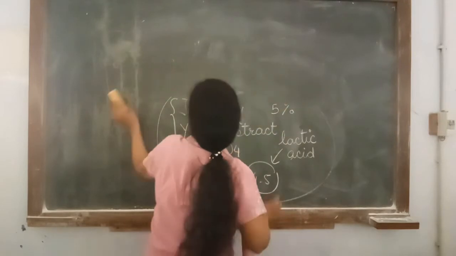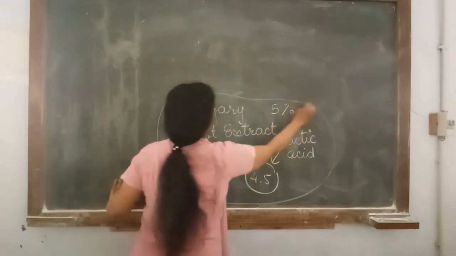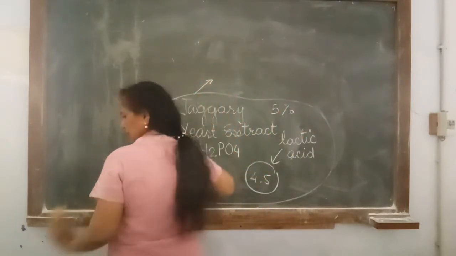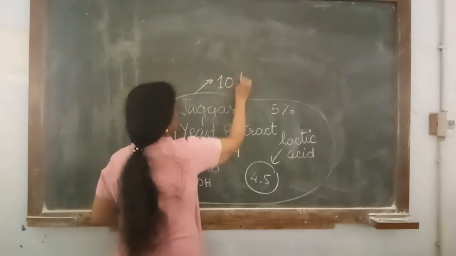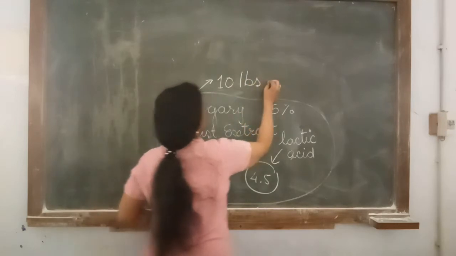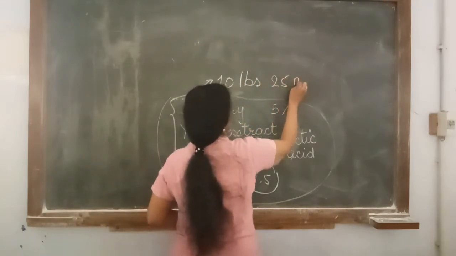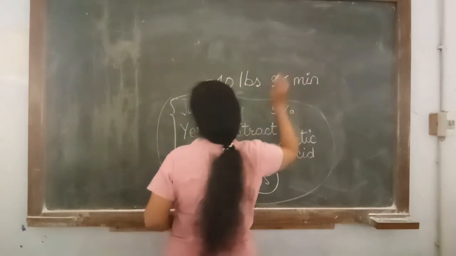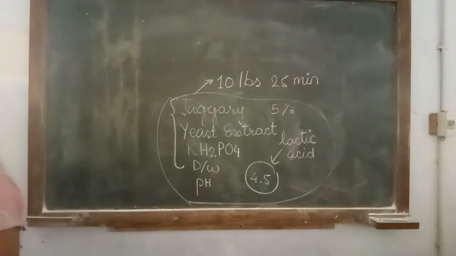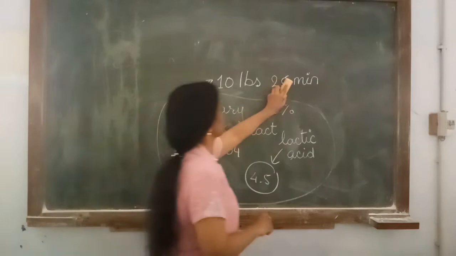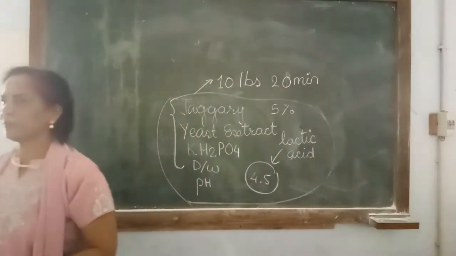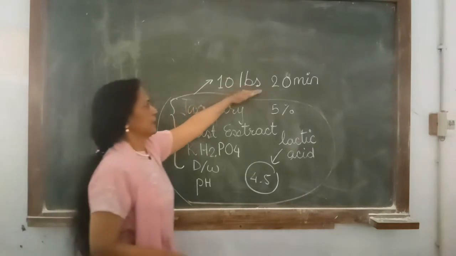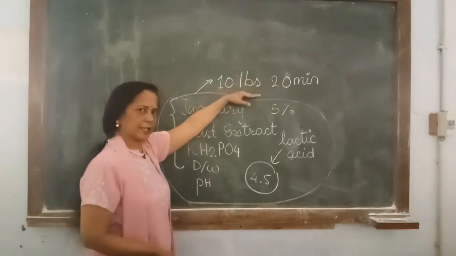So this particular medium is then autoclaved at 10 pound pressure for 25 minutes, or you can also go for 20 minutes, there is no problem. Usually it is 20 minutes. Instead of going for 15 pounds, this is to be done at lower pressure.